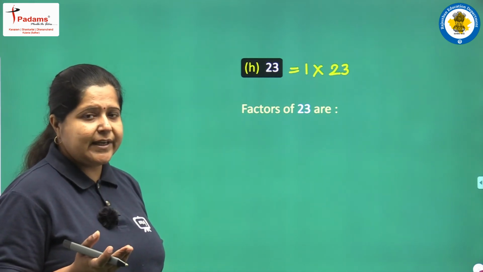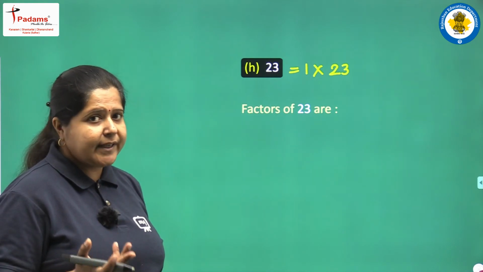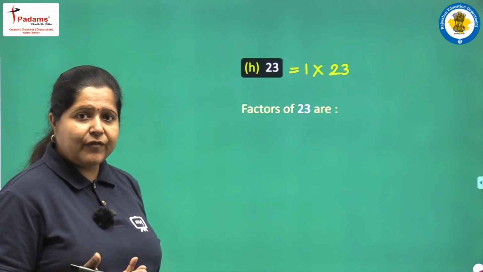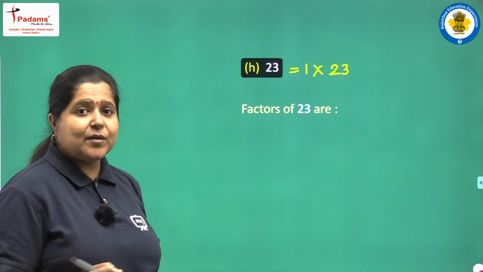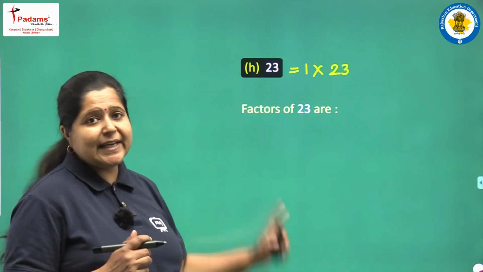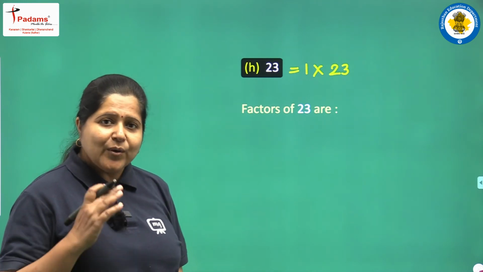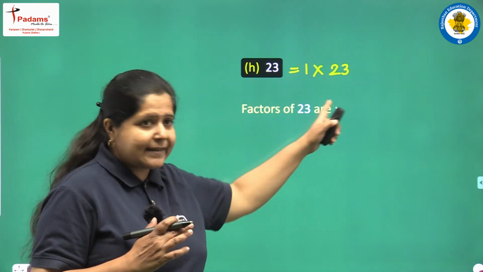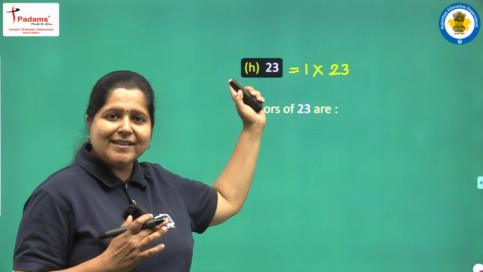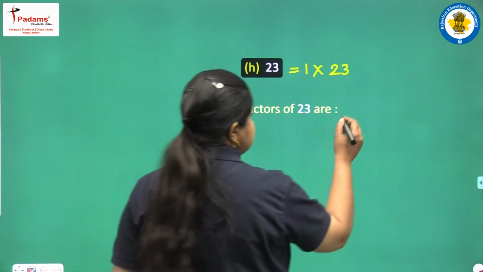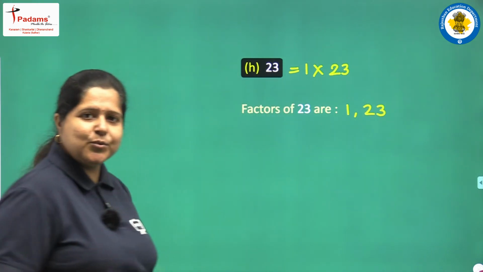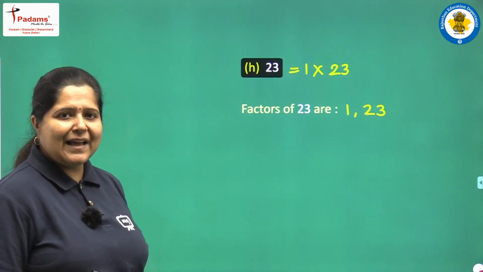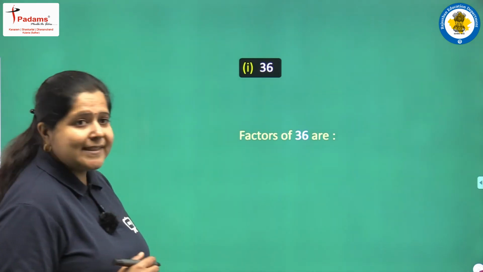Is there 23? No. In the table of 3? Again no. In the table of 4, 5, 6, 7, 8, 9? None of these numbers have 23 in their table. So, these are the only two factors possible for 23. And so, factors of 23 are 1 and 23. Only two of them. Then we have number 36.